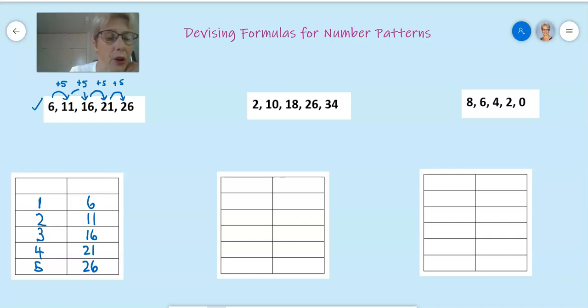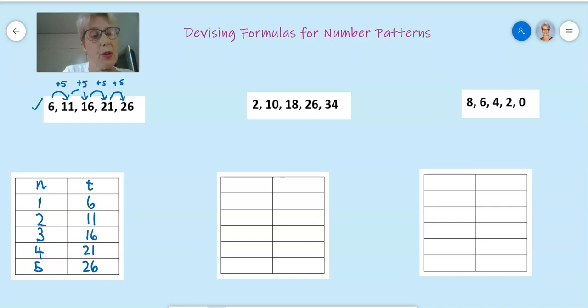So the left-hand column tells me the position of the number in the pattern, and the right-hand column tells me the numbers in the pattern. So we call the number T, and we call the position N.